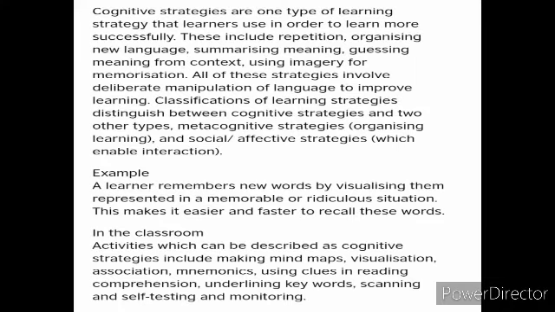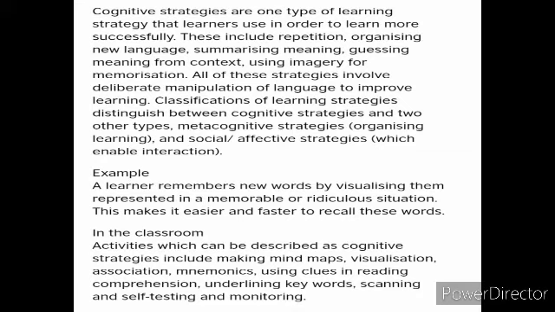Cognitive strategies are one type of learning strategy that learners use in order to learn more successfully. These include repetition, organizing new language, summarizing meaning, guessing meaning from context, using imagery for memorization. All of these strategies involve deliberate manipulation of language to improve learning. Classifications of learning strategies distinguish between cognitive strategies and two other types. These are the metacognitive strategies, which is for organizing learning, and social affective strategies, which enable interaction.